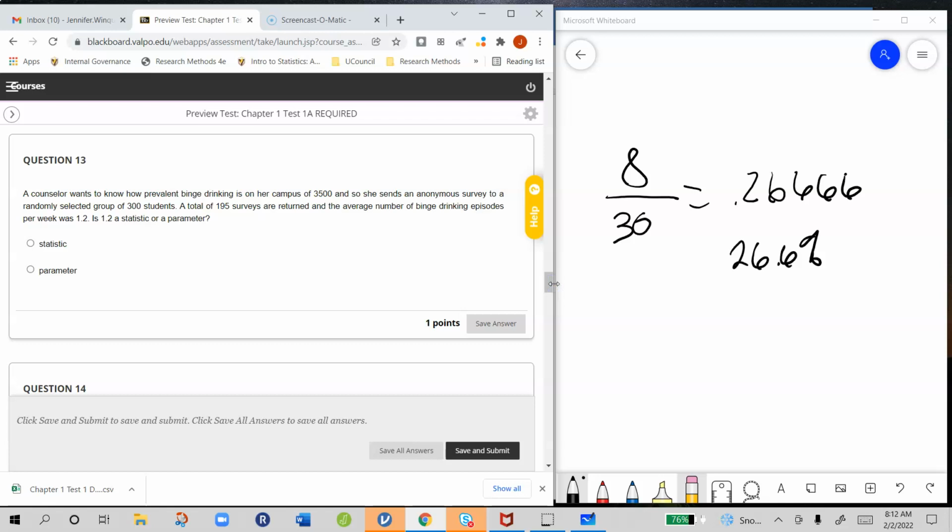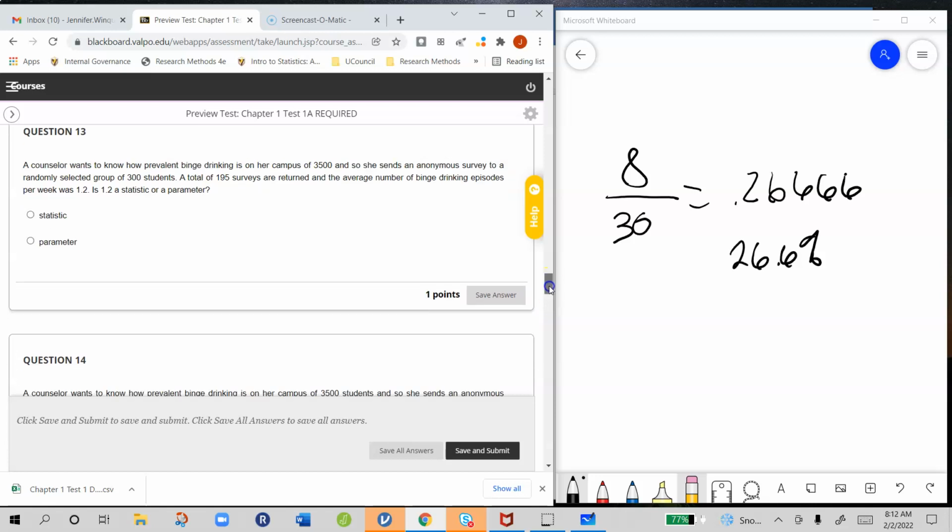Number 13, a counselor wants to know how prevalent binge drinking is on a campus of 3,500 people and sends an anonymous survey to a randomly selected group of 300 students. They find that the average number of binge drinking episodes per week is 1.2. And the question is, is that a statistic or a parameter? Statistics are values that describe samples. Parameters are values that describe populations. She took a sample of 300 people from the greater population. So this is a sample statistic.